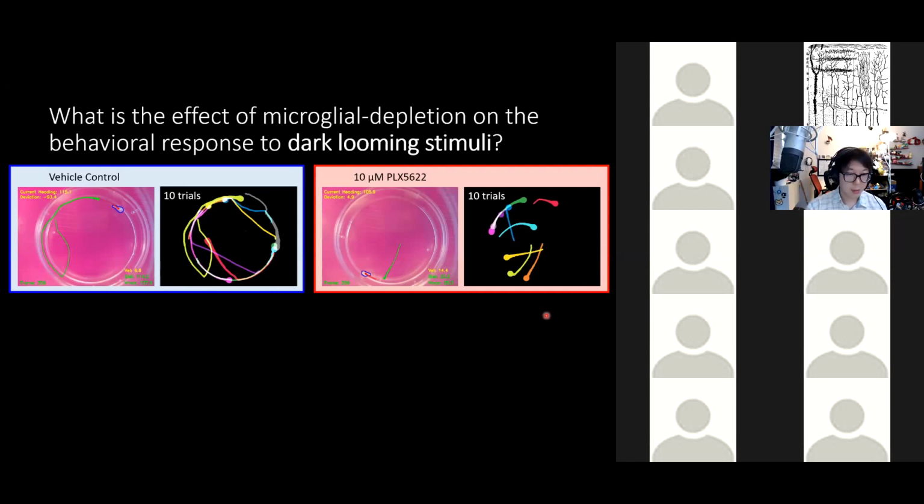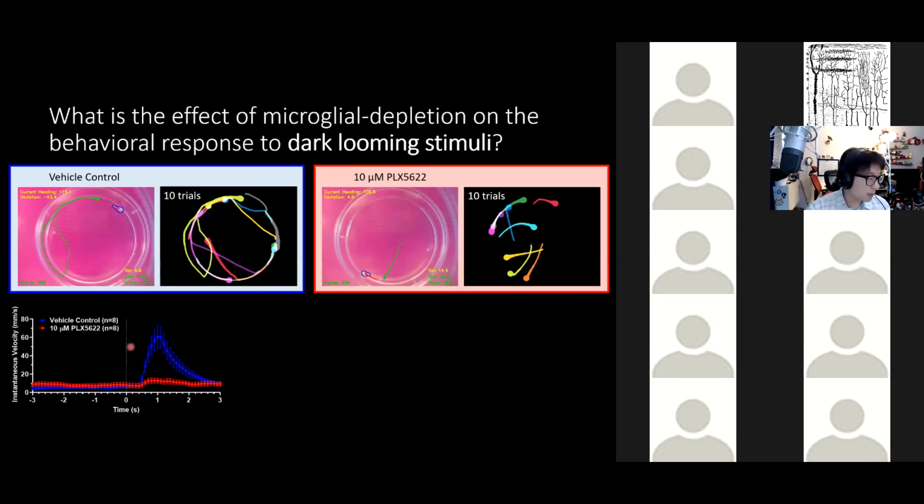And here the looming stimulus is applied at time 0, and we're looking at the instantaneous velocity. And we see that in blue, we have the vehicle-treated animals. And you can see there's an increase in instantaneous velocity, whereas microglial depleted animals do not respond to the looming stimulus with an increase in instantaneous velocity.